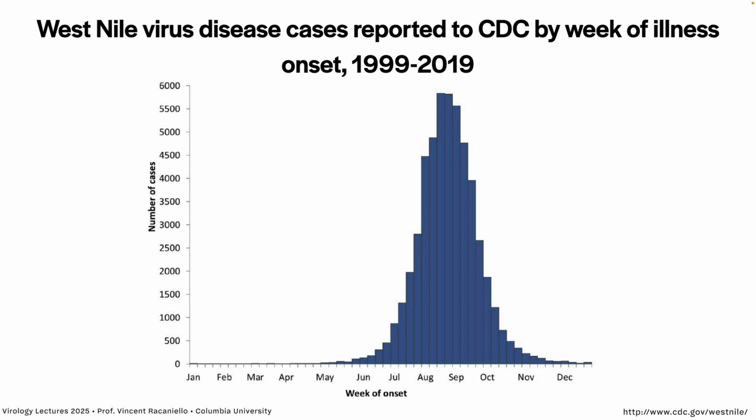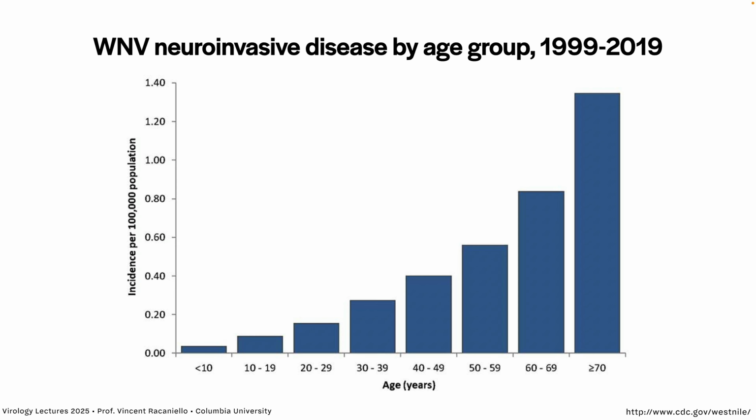This is number of cases by week of illness. So this shows you the seasonality, right? Number of cases, y-axis, week of onset: July, August, September, October. This is the mosquito season, and that's where most of the cases occur. So you can prepare yourself. And the neuroinvasive disease by age groups, you can see it goes up in years. And so your incidence per 100,000 is maximal in over 70.